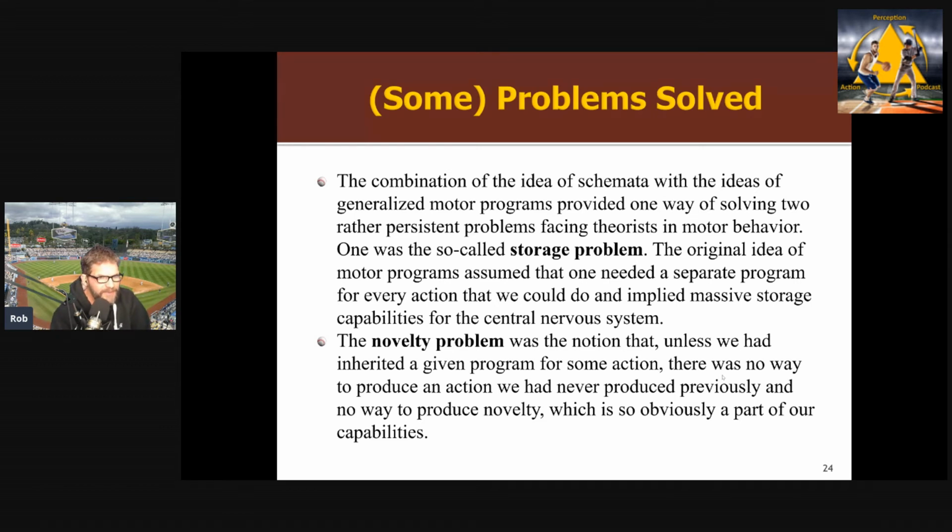We don't need a separate program for every possible action because we have this one program for a class of actions, and the novelty problem is solved because we can generate movements that we've never done before by doing this kind of interpolation and extrapolation from our past experiences in this schema. Okay, so that's Schmidt's general idea.